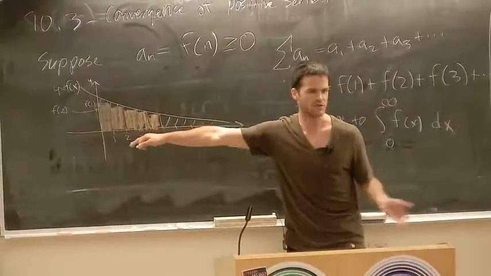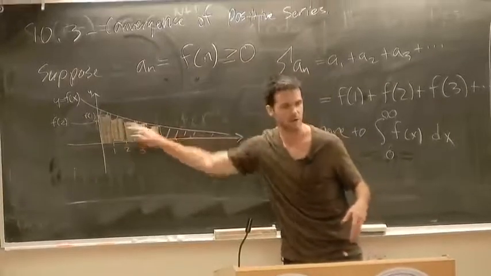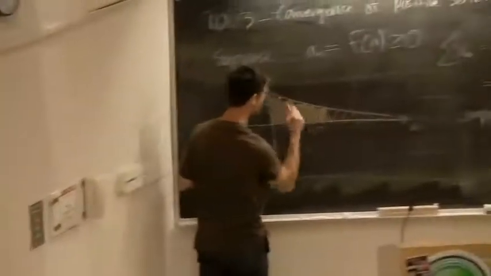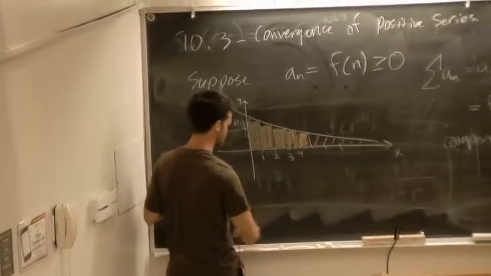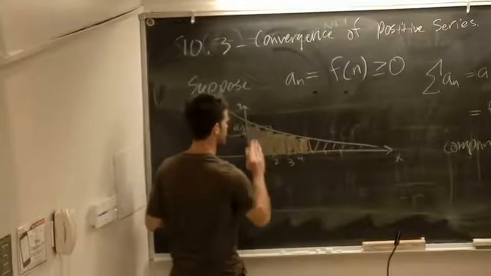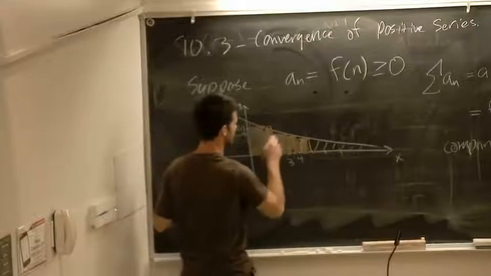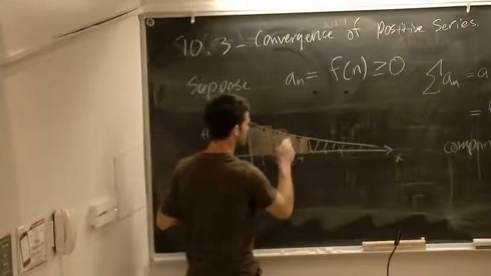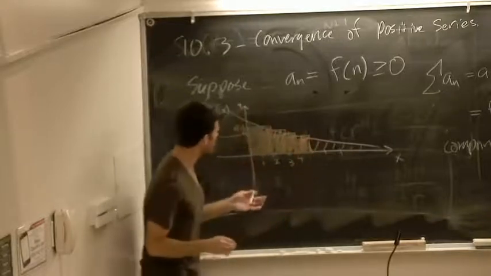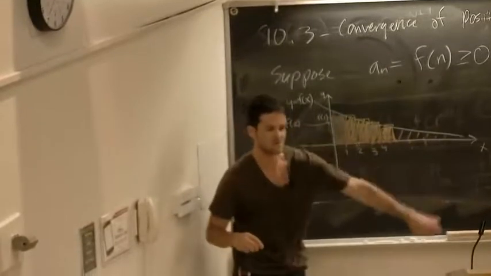And I just proved it by my picture, right? Because if the red area is finite, well then the orange area has to be finite too. It's smaller than the red area. But I could have drawn this a little bit differently. I could have drawn my rectangles like this. Forget about this first rectangle. Instead, let's make it like this rectangle, and this one, and this one. And now, the orange area is bigger than the red area.